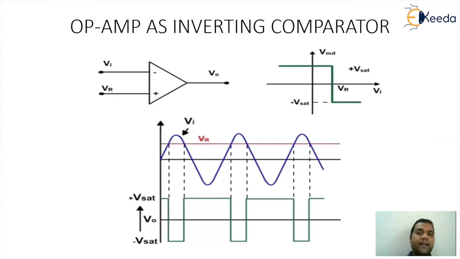The transfer characteristics, which is a relation between Vout and Vi, is shown in the right hand side figure, where we can clearly see that as soon as the input value crosses the reference voltage, the output switches from plus VSAT to minus VSAT. So this is the way the op-amp works like a comparator. Since the input is given to the inverting pin of the op-amp, the configuration is called an inverting comparator.